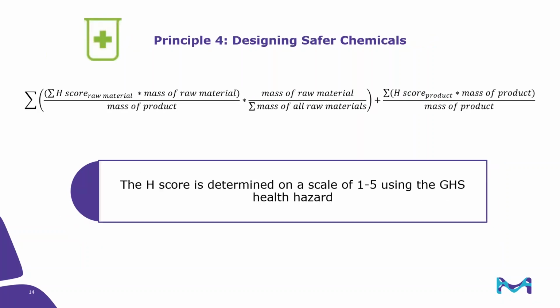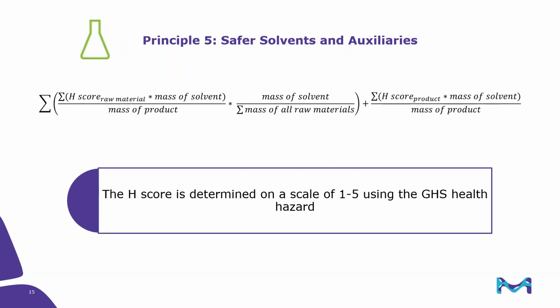Principle 4, designing safer chemicals. Again, here comes the H score. The H score is determined from the GHS scale. Safer solvents and auxiliaries. Again comes the H score, determined from the GHS health hazards.